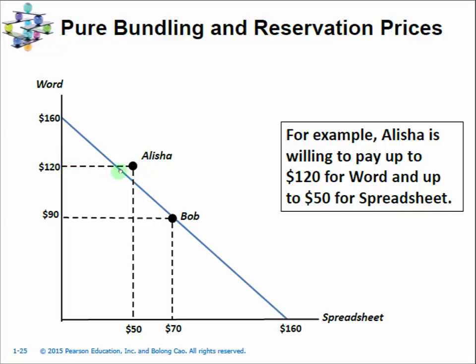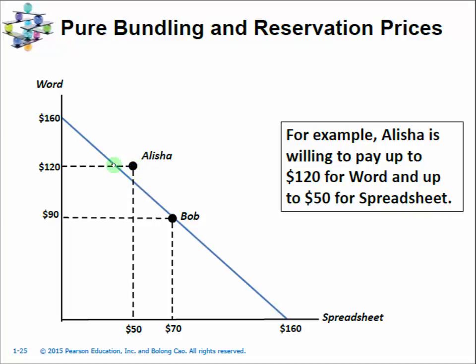If we look at the price in the bundle for the word processor for Alicia, that will be $160, the bundling price, minus her reservation price on the spreadsheet, $50. We have $110. So Alicia's reasoning is that, all right, the spreadsheet is not worth a lot to me, put $50 on it, so I will be paying $110 for the word processor. But that is lower than my reservation price of $120, so I'm happy to buy the bundle.